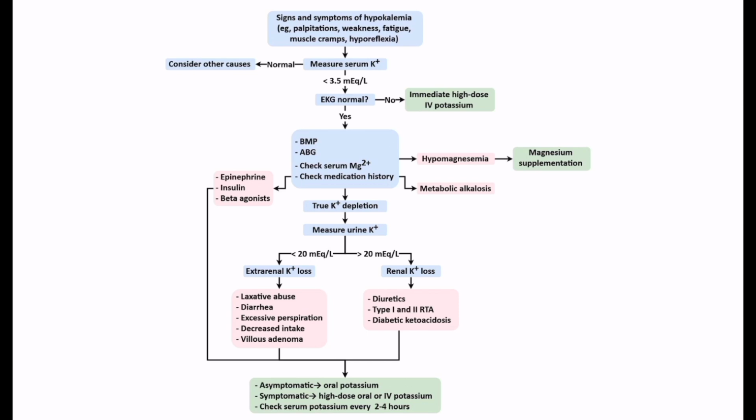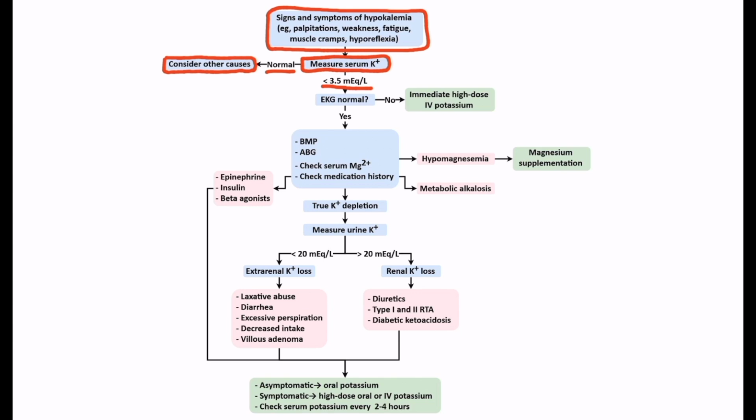When the patient presents with signs and symptoms of hypokalemia, such as weakness, fatigue, muscle cramps, and hyporeflexia, we should measure serum potassium to document hypokalemia. If serum potassium is normal, then we should check for the alternative causes of the patient's signs and symptoms. If serum potassium is lower than 3.5, then we should order electrocardiography to look for the changes characteristic of hypokalemia, like flattened T waves and the presence of U waves.